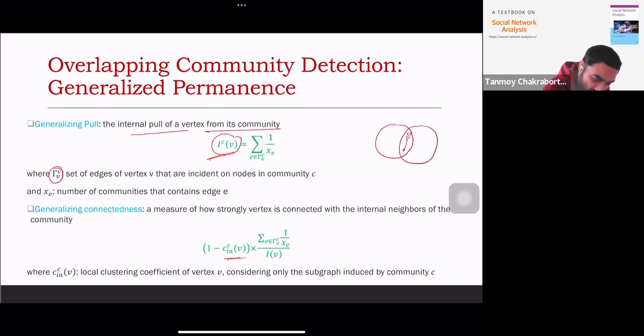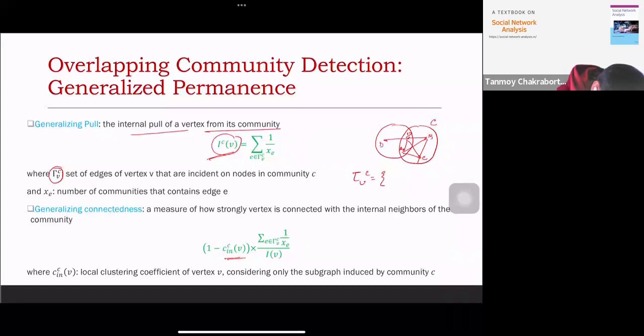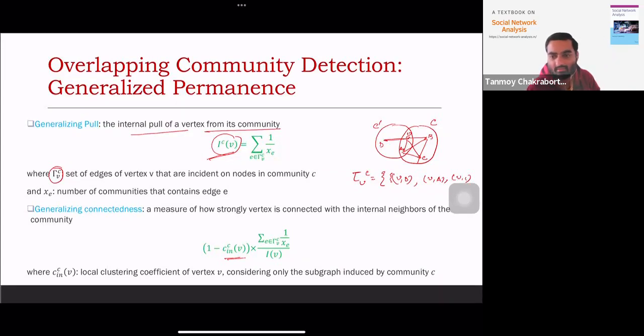this is V, and you have this kind of structure, right? Say this is community C, and Gamma VC will have, say this is A, B, C, D. This is C, this is C dash. Gamma VC will have edges VB, VA and VC. VD will not be there because VD is a part of community C dash. So these are three edges connected with V and part of C. Now this is your Gamma VC.